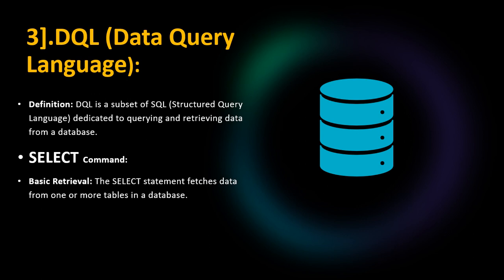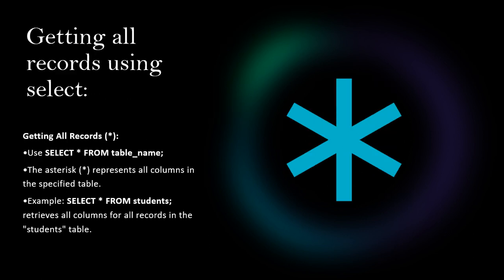The data query language is a subset of SQL dedicated to querying and retrieving the data from the database. We use the select command to retrieve the data from the database. For basic retrieval, the select statement fetches the data from one or more tables in the database. So let's see how we can fetch the data. There are many ways, like we can use the asterisk to fetch all the records from the table of the database.